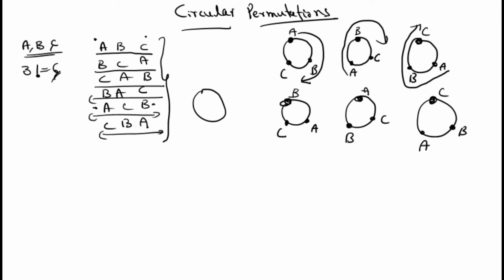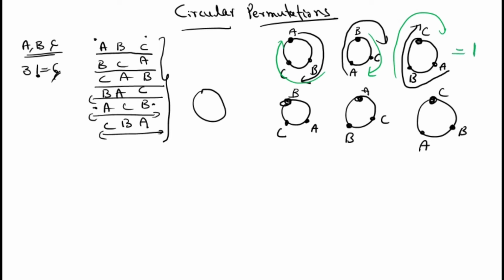Or if you start with B, what will you get? BCA, BCA, BCA. Starting with the point B in the clockwise direction, you get BCA, then here also BCA, and here also BCA only, right? That means here you can observe three arrangements, but our observation is that these three arrangements are the same because in a circle there is no beginning and end point. So you can write it as only one permutation.